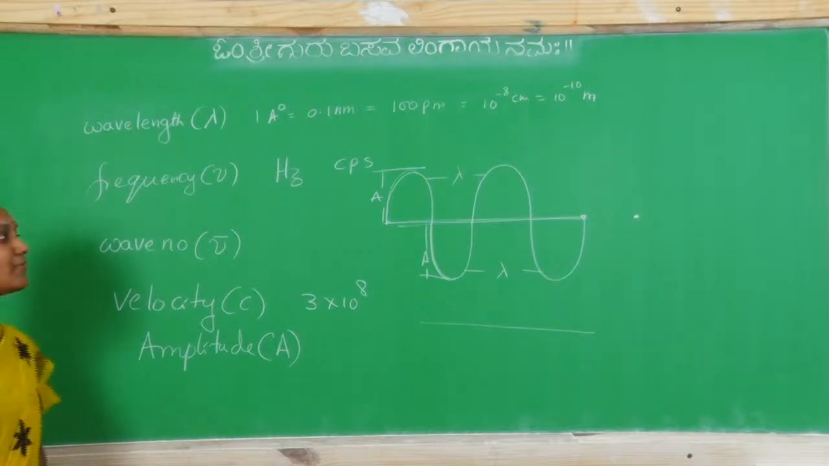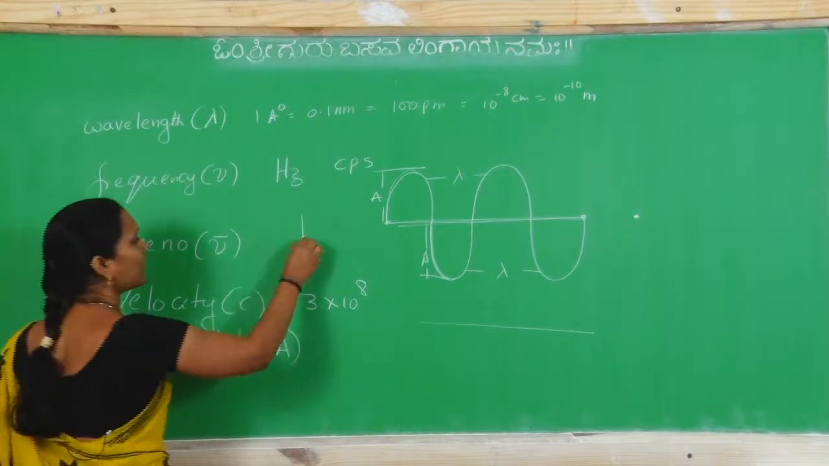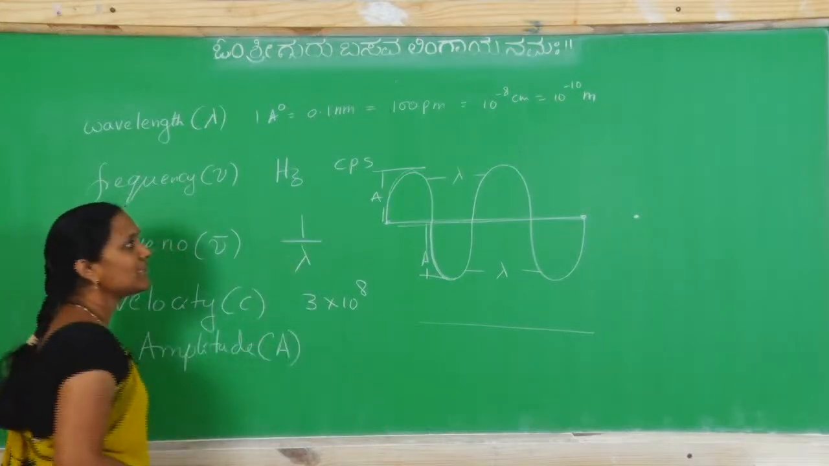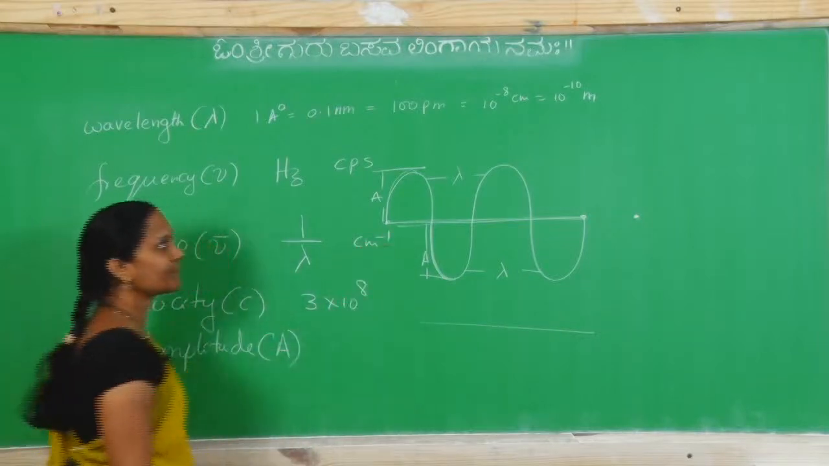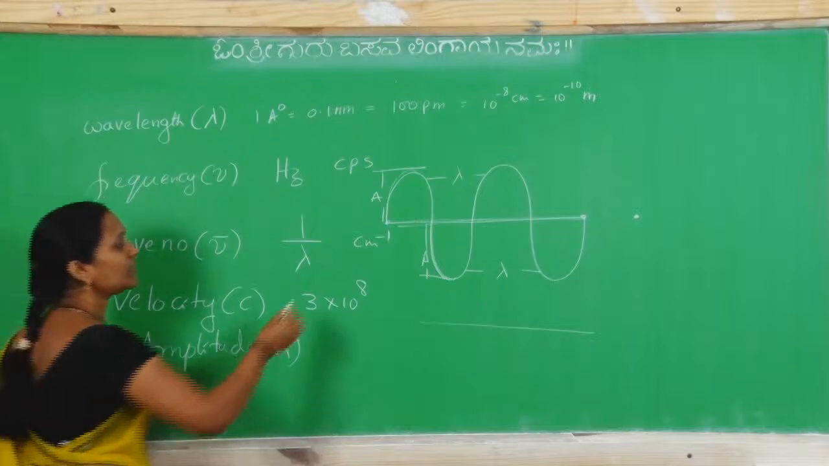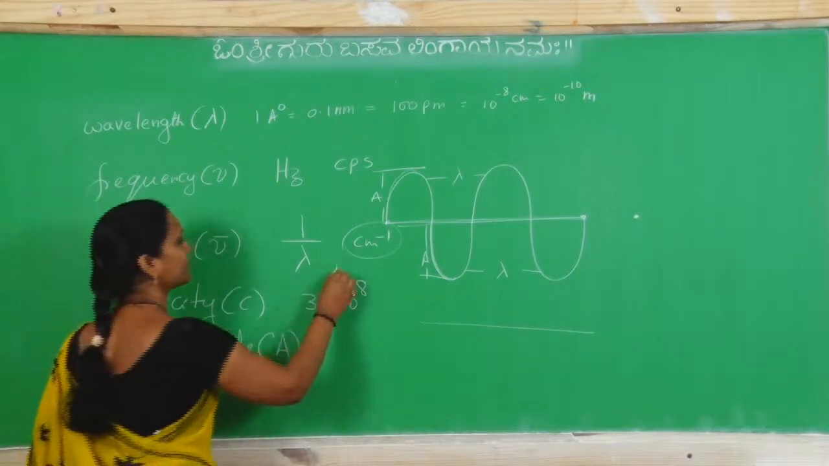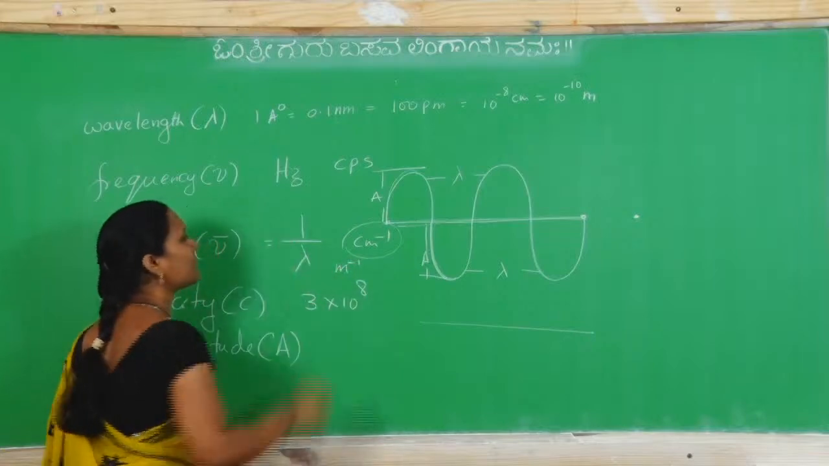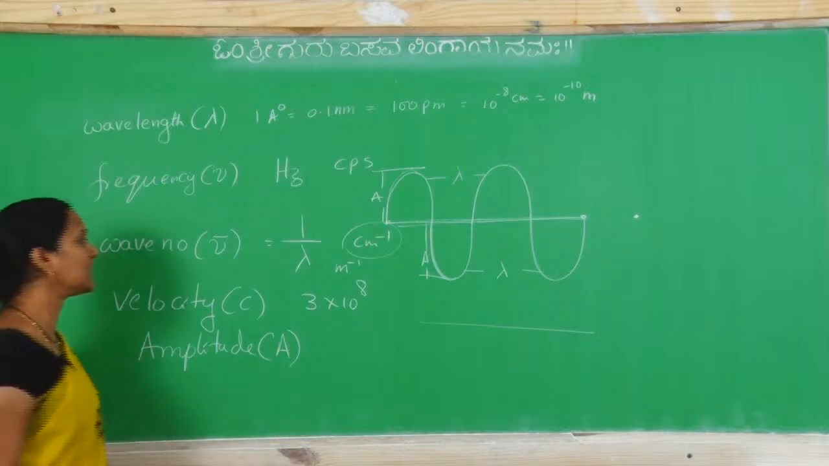Okay. Next, wave number. What is wave number? The number of waves present in unit distance. This is the reciprocal of the wavelength. Reciprocal of wavelength means what are the units? Centimeter inverse, because the wavelength unit is centimeter or meter. So the units are centimeter inverse or meter inverse. So, the wave number is the reciprocal of the wavelength. The number of waves present in a unit length, that is the wave number.